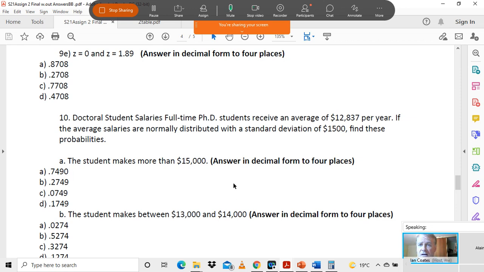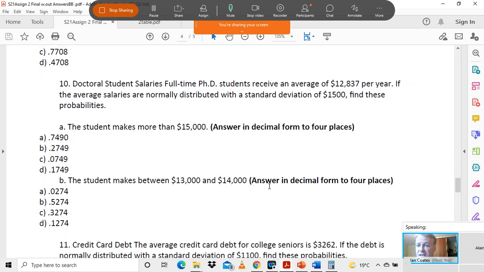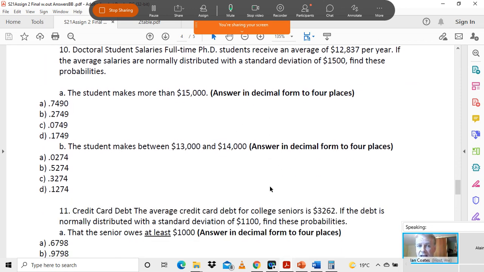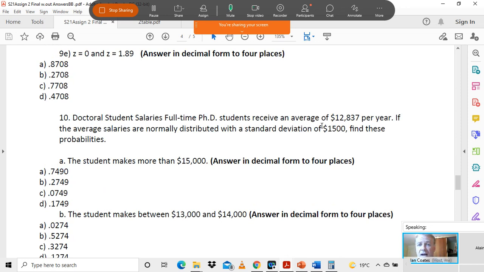And here are some application questions like we did the last couple of slides, where I've given you the mean, I've given you the standard deviation. Here's the value that I'm giving you. So find the probability the student makes more than 15,000. Well, draw your curve. There's your mean, your standard deviation. Get an estimate of what your answer should look like.